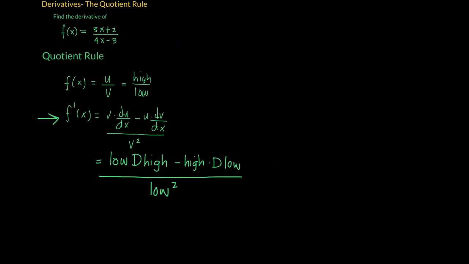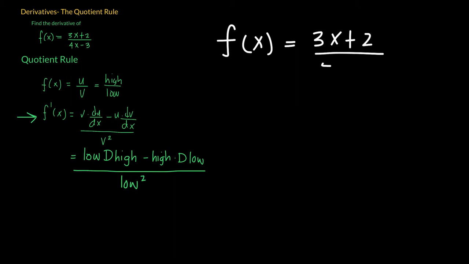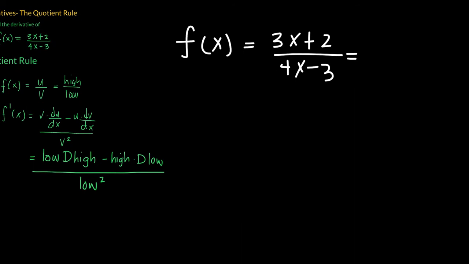So to apply the rule in the given example, we have f of x is equal to 3x plus 2 over 4x minus 3. So let's copy our function. f of x is equal to 3x plus 2 divided by 4x minus 3. It will be helpful if you rename them as u over v. In this way, you can easily follow the formula for the quotient rule. To get the derivative, write the symbol for the derivative. Do not copy f of x. You have to write f prime of x.